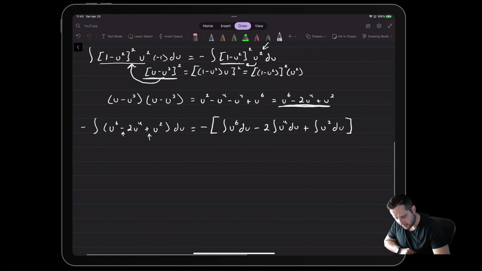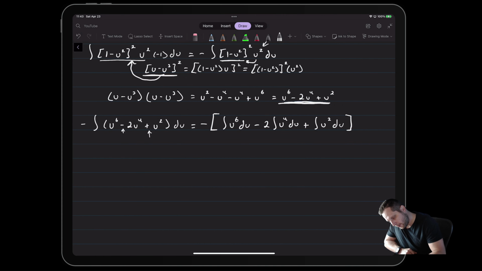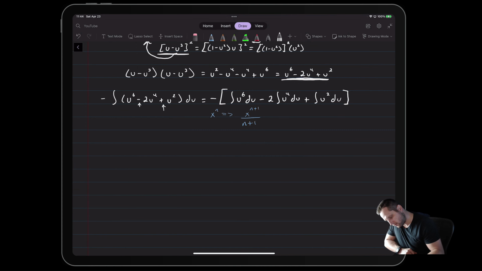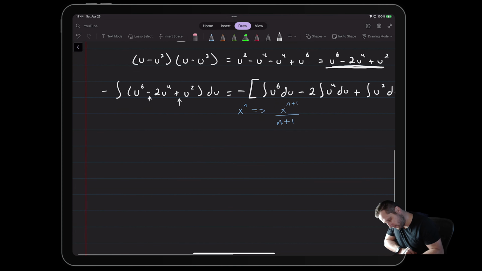Now this is just going to be the antiderivative power rule, right? So you're going to use this rule: x to the n goes to x to the n plus 1 all over n plus 1, right? So let's go ahead and evaluate those integrals. So we're going to have negative u to the sixth, so our n is 6, so that means it's going to be 6 plus 1 over 6 plus 1.